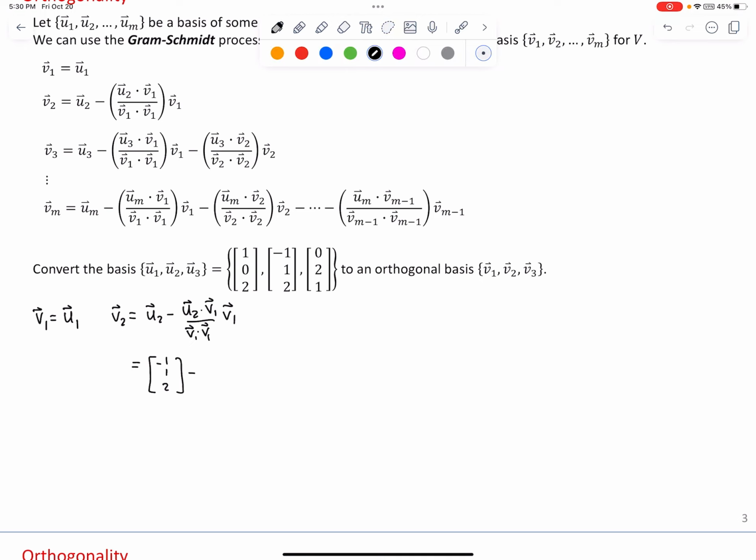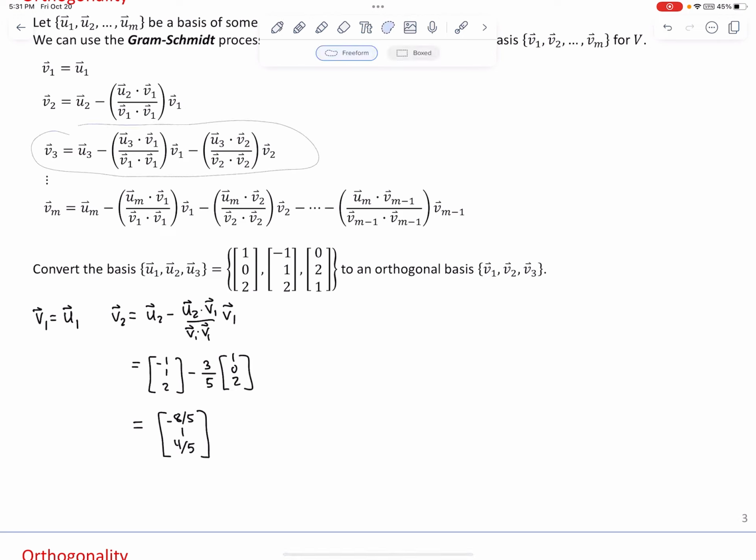That gives us 3. And then we're going to dot v1 with itself, and we're saying that this vector here is v1. So dot that vector with itself. We get 1 plus 4, which is 5. And we do 3/5 of vector 1, which is 1, 0, 2. And then combining these together, we get the following result. Negative 8/5, 1, 4/5. And now we just need to construct v3. So we're going to stop with this formula here and then be done.